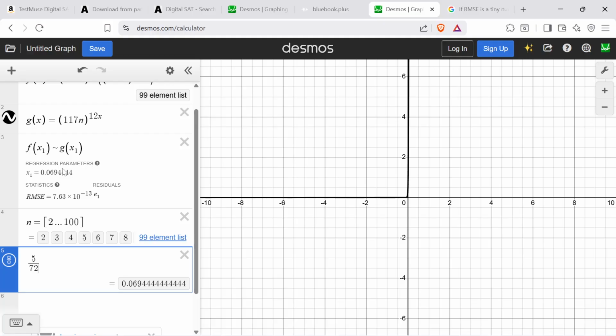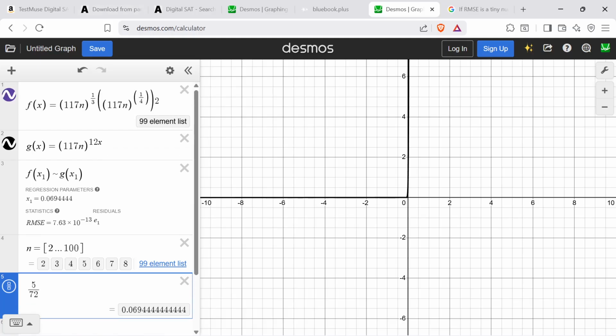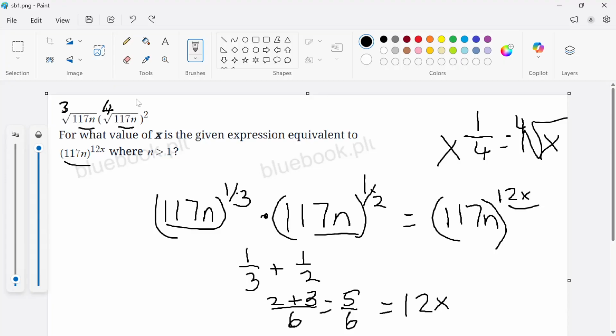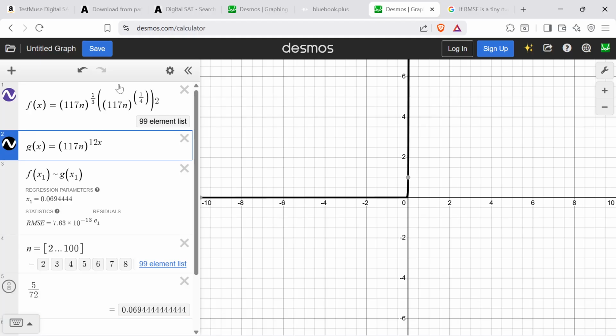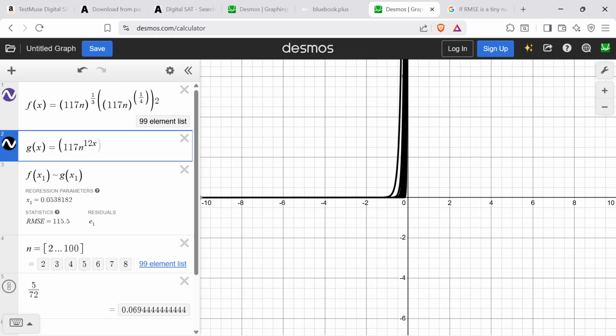And I need 5 characters, so I can put 0.069, 1, 2, 3, 4, 5, or I can put 0.0694, or 5/72, which I'm not going to get from this regression, but I will get if I do it by hand.